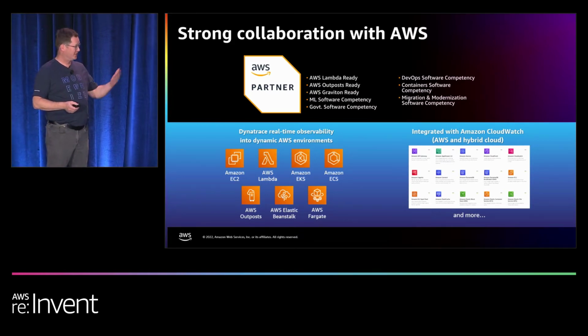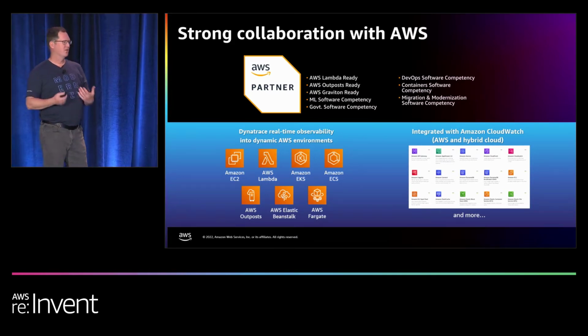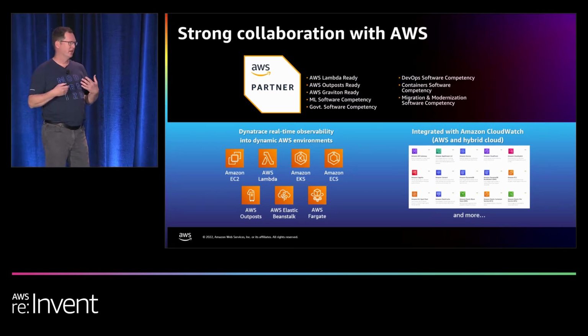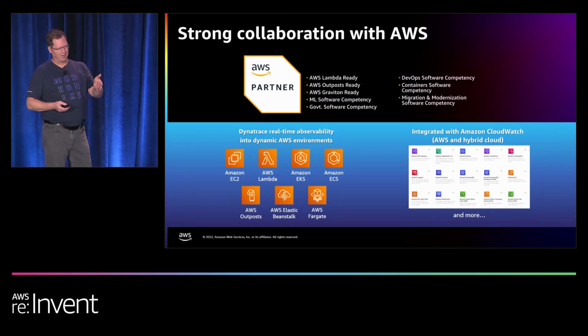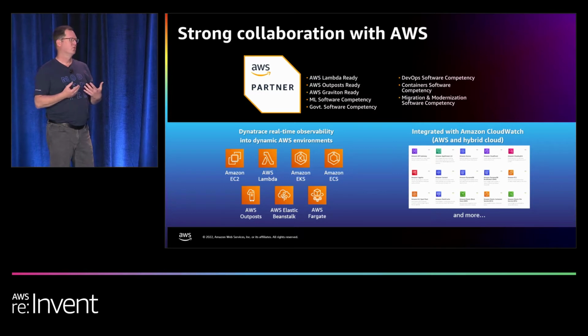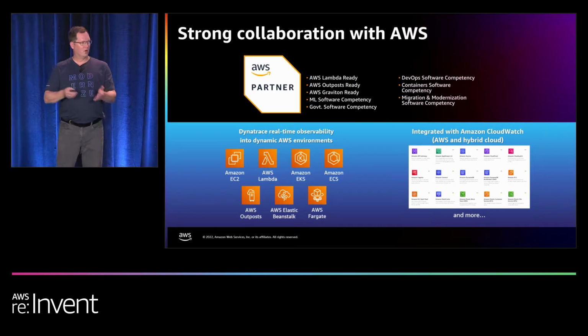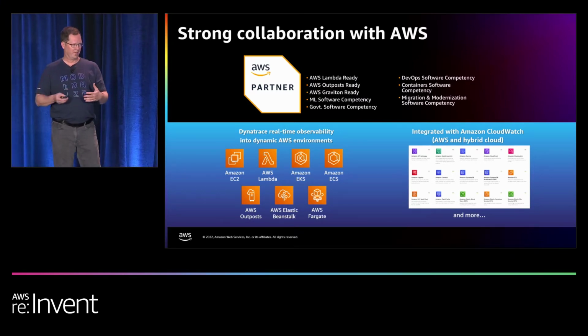So Dynatrace, as you saw, we're a Diamond sponsor. We have a strong collaboration with AWS. If you're not familiar with these Ready programs, this is where engineers from AWS work with our engineers to basically certify that solution to be a ready solution. And then all these competencies are also vertical and horizontal competencies that talk about how we're solving use cases together in the given domain area.